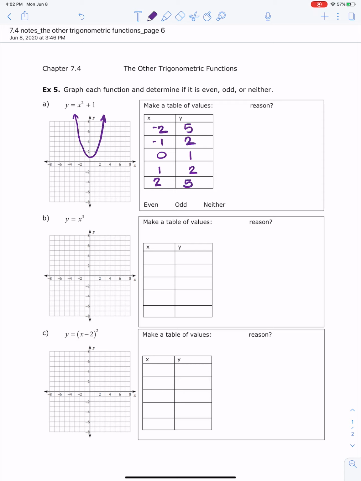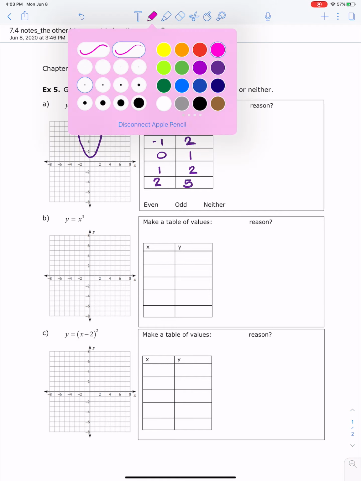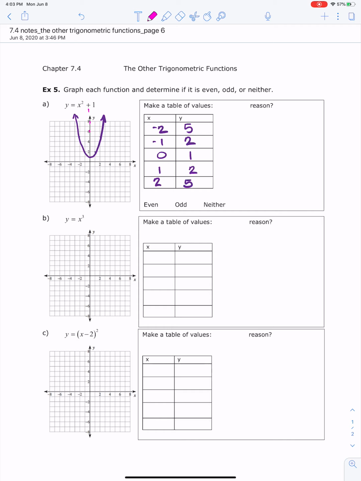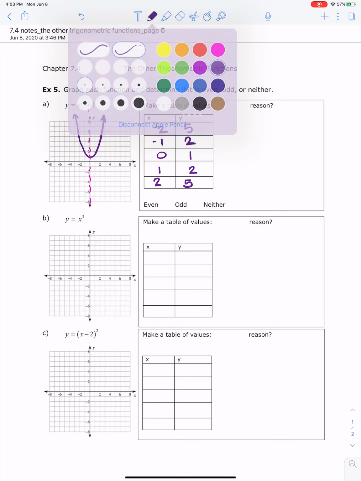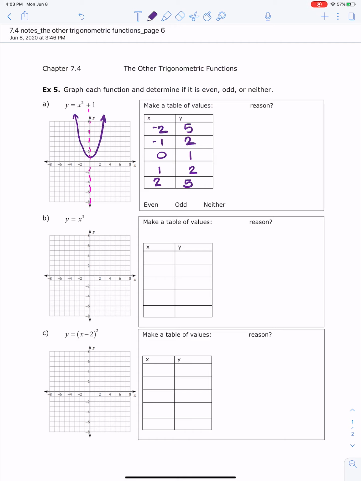If you remember your vocabulary with parabolas, we've got an axis of symmetry. The axis of symmetry cuts it in half. Happens to be the y-axis here. I know this is reflected across the y-axis, which makes this an even function. So my reason for saying this is an even function, it's reflected across the y-axis.